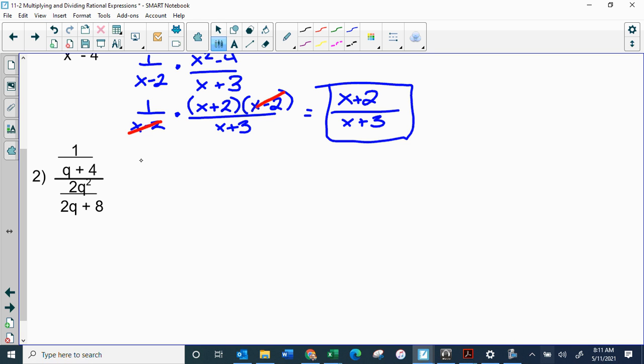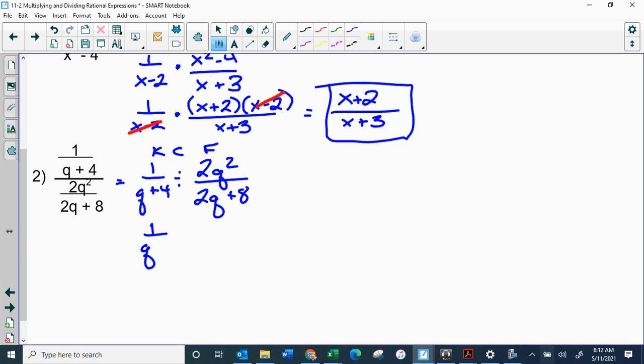division problem. So we would rewrite this as 1 over q plus 4 divided by 2q squared over 2q plus 8. Let's do keep, change, flip, and rewrite it as a multiplication problem. So 1 over q plus 4 times 2q plus 8 over 2q squared.